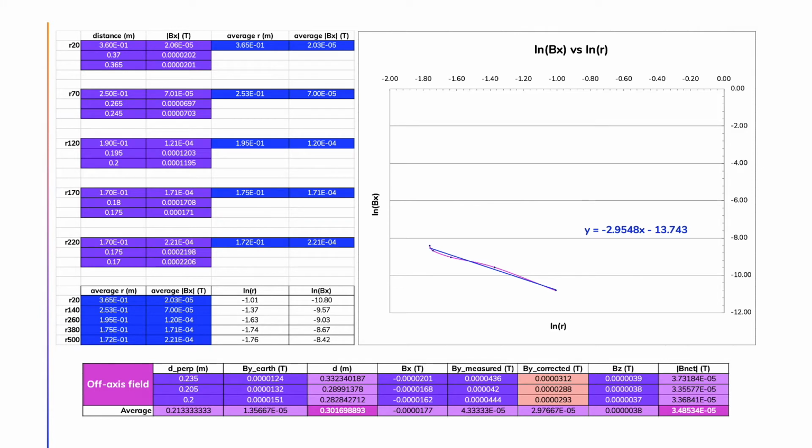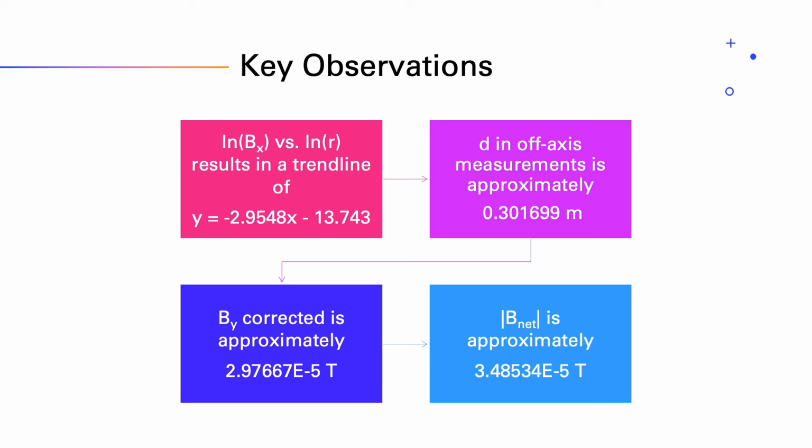So for the data, here's what I got in Excel. On the left is all of the on-axis measurements that go into this graph here on the right, and at the bottom is the off-axis field measurements. And the key observations from this are that the ln of Bx versus ln of r results in a trend line of y equals negative 2.9548x minus 13.743. The d in the off-axis measurements is approximately 0.301699 meters. B corrected is approximately 2.97667 times 10 to the negative fifth teslas, and the magnitude of B net is approximately 3.48534 times 10 to the negative fifth teslas.